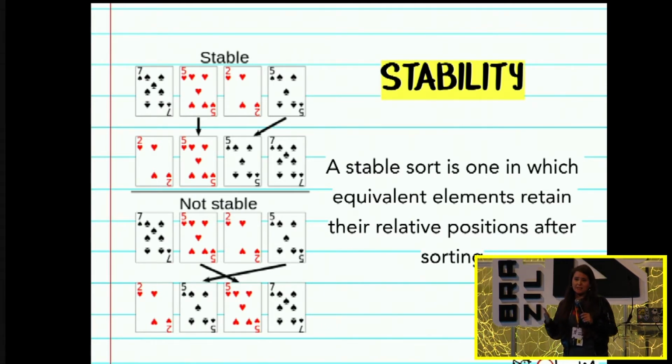In a stable algorithm, the algorithm is going to respect the original positions of the elements. You might notice that the 5 of hearts comes before the 5 of spades. So once it makes the sorting, the 5 of hearts still remains in the same position before the 5 of spades. And in an unstable algorithm, the algorithm won't respect that. You can either preserve the same positions, or maybe it will switch, but you will never be certain that the order that was before the sorting is going to be preserved.